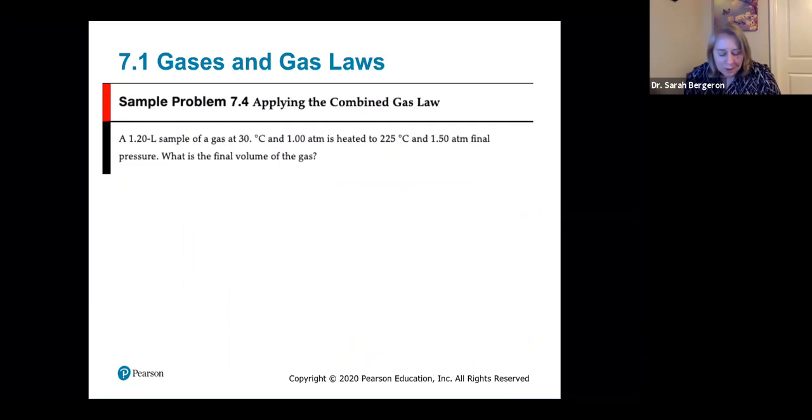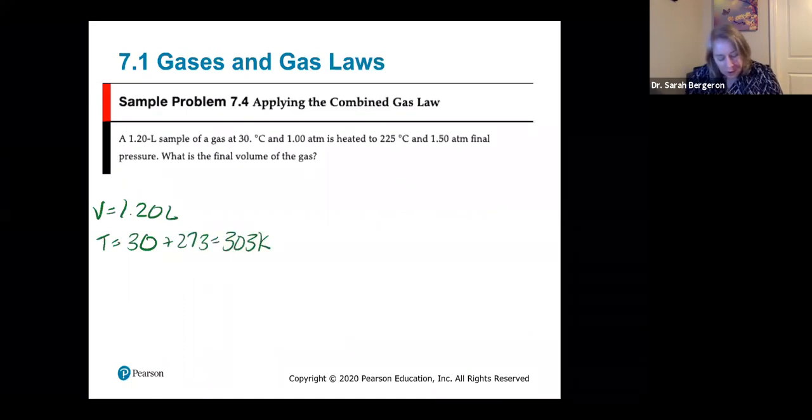All right. So we have a 1.20 liter sample. That's my volume of an ideal gas at 30 degrees Celsius. Okay, 30 degrees Celsius. I need to convert this. I put 30 degrees Celsius, I need to convert it, so plus 273 gives me 303 Kelvin. Okay. And pressure is 1 ATM. So we have 3 sig figs there.